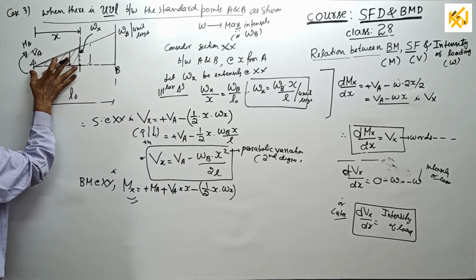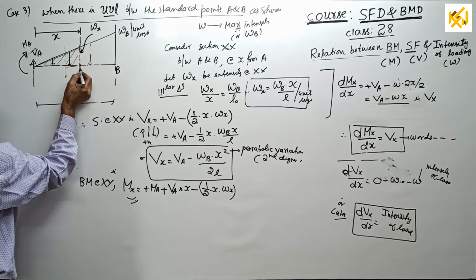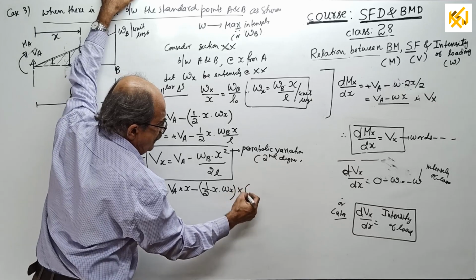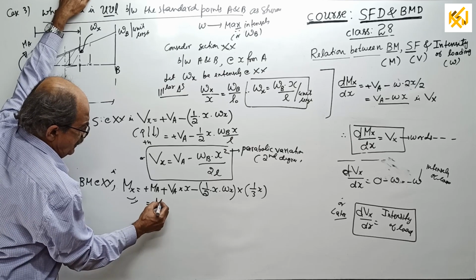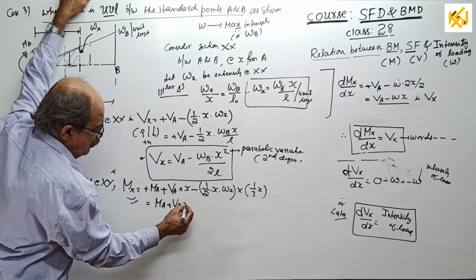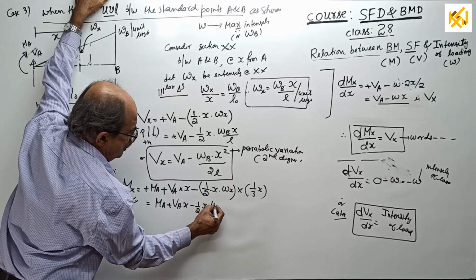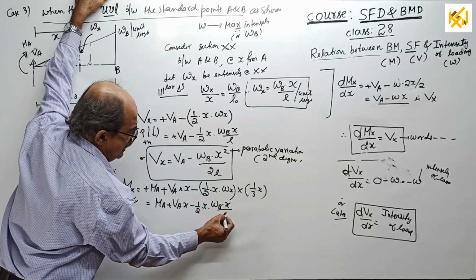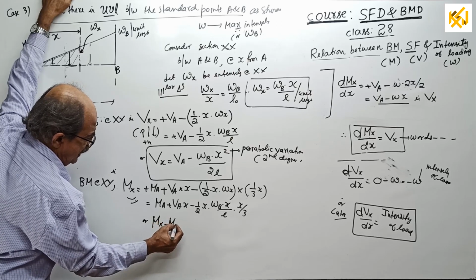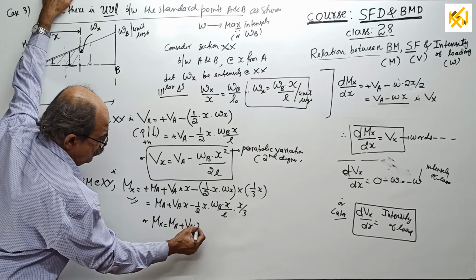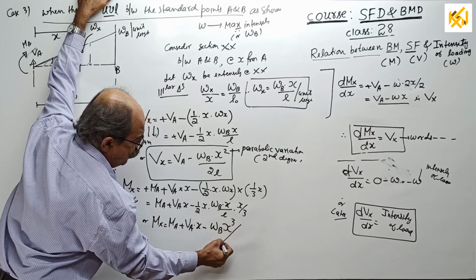I want only this much load, moment about this point. For this load, the resultant will pass here, from here to here, multiplied by 1/3 of x. So Mx equals MA plus VA into x minus half into x into Wx, where Wx equals WB into x by L, into x by 3. Your Mx will become MA plus VA into x minus WB, a constant, into x cube by 6.